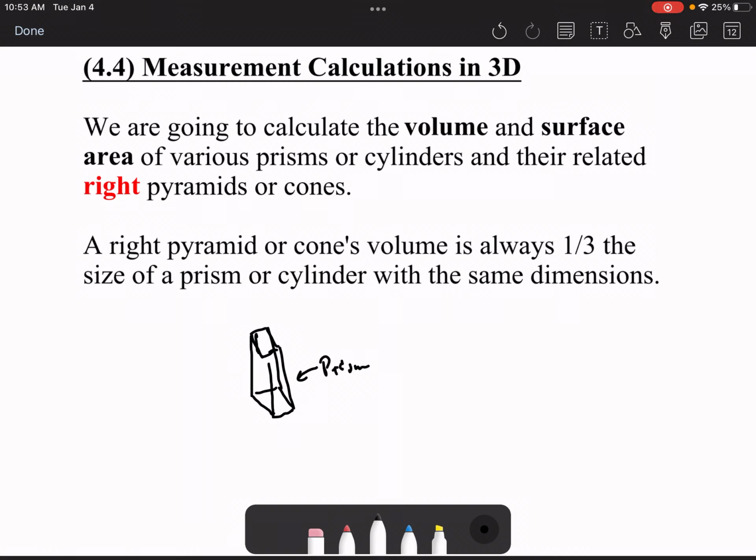A right pyramid would have the same shape on the base, so we get that same rectangle on the base, but instead of having the same shape at the top, it is just a point, and all edges lead to that point. This is what we call a pyramid.